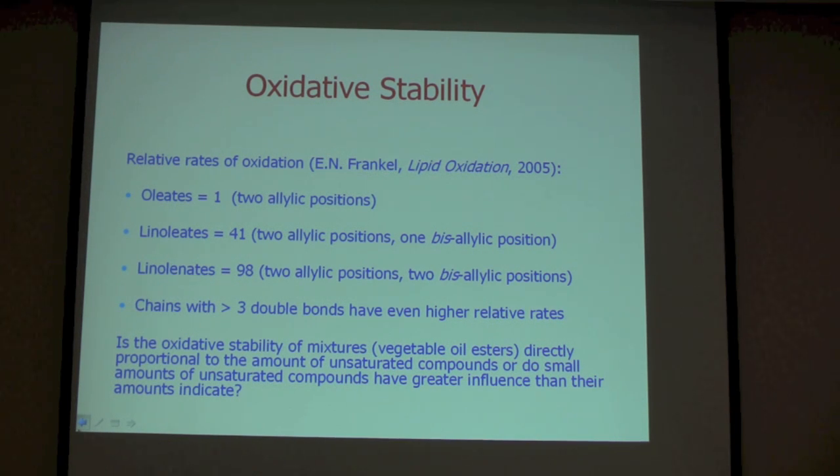So the question is, is the oxidative stability of mixtures, like vegetable oil esters, directly proportional to the amount of unsaturated compounds, or do small amounts of unsaturated compounds have greater influence than their amounts indicate? And I think generally the answer to that question is yes. So it's a little bit similar to actually cold flow. If you have small amounts of these high melting components, they can screw up your cold flow too, and that can happen to your oxidative stability too. So next slide, please.